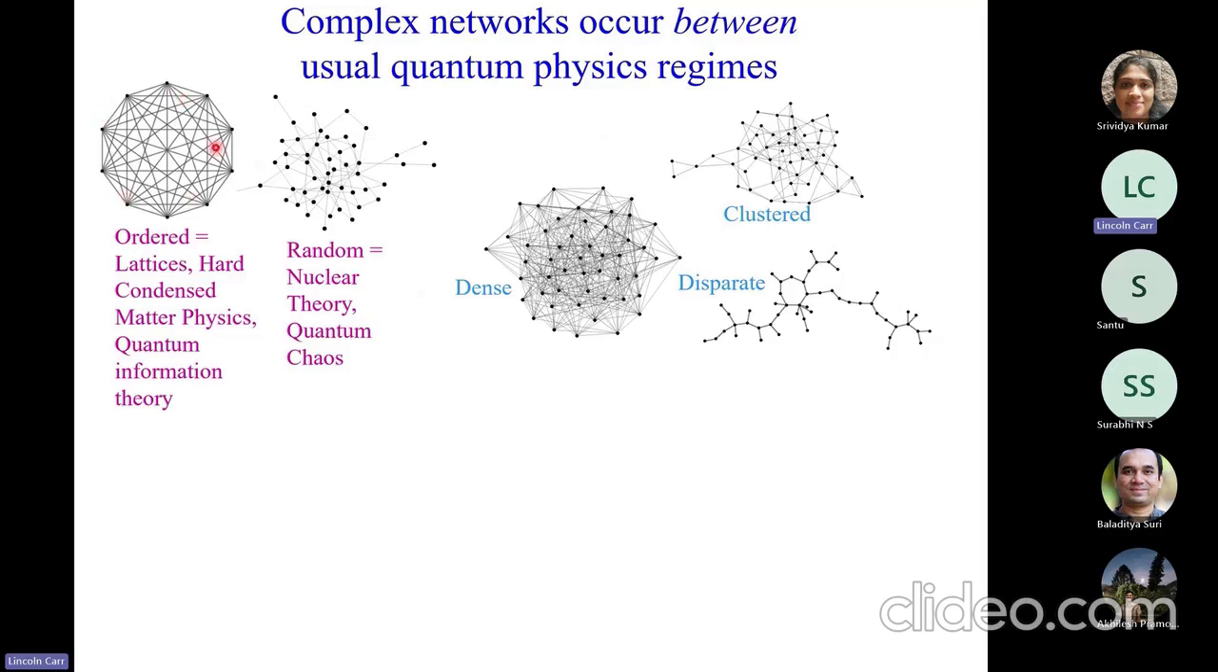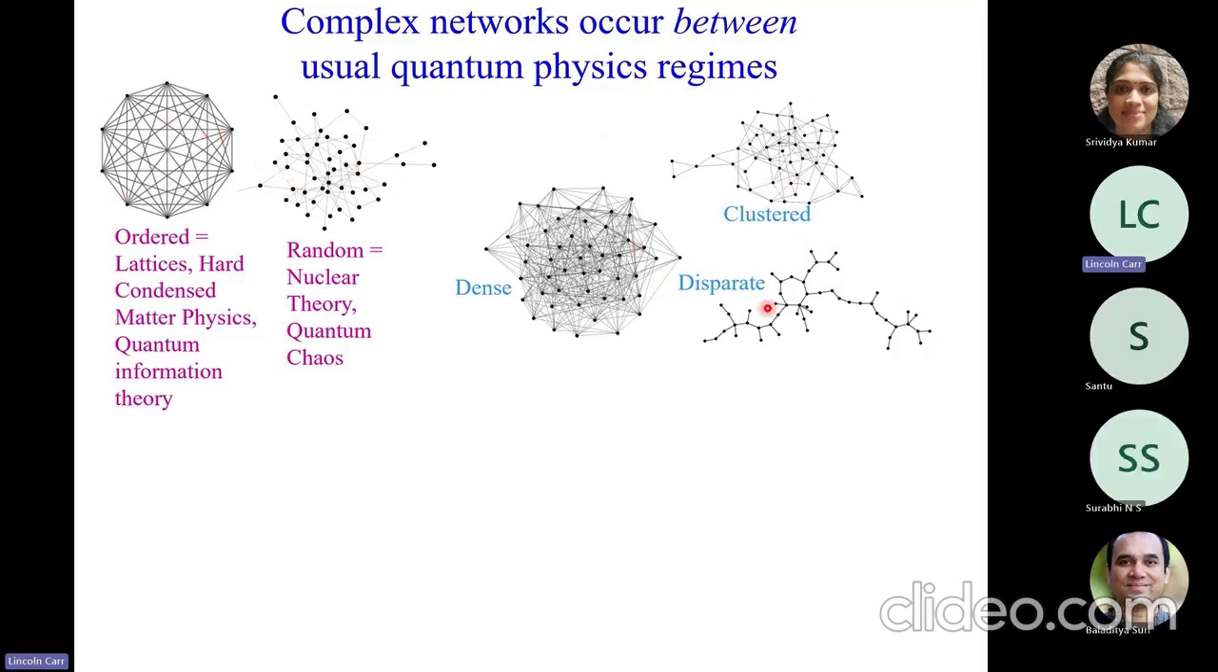You may think of this extreme as zero entropy, where there's only one bit, right? And this is maximal entropy. So here are things that are between zero and maximum entropy. And that's where complexity lies. In this extreme, here's a dense network, a clustered network, and a disparate network.